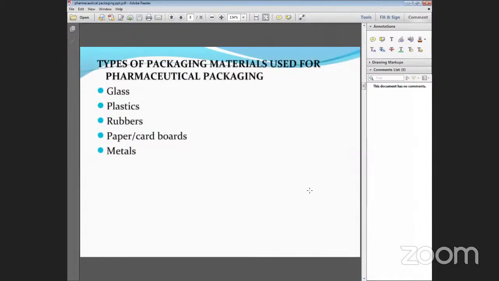Now next we come to the types of packaging material used for pharmaceutical packages. It is a huge field of pharmaceutical science and technology where we use glass, plastic, rubber, paper, cardboards, and metals. So these are the materials that are naturally used in the pharmaceutical packaging department.